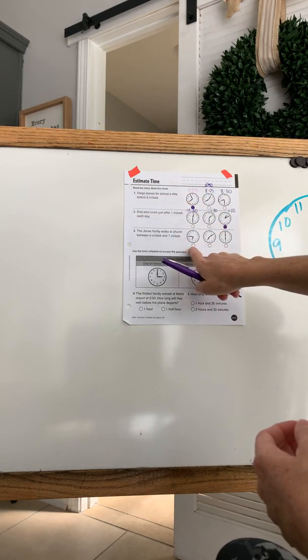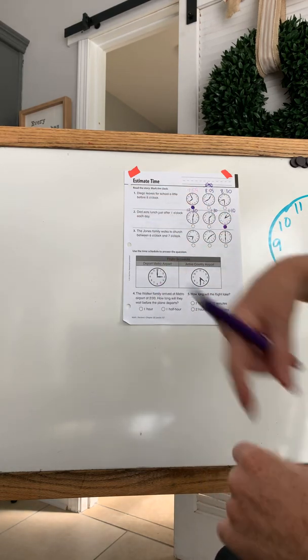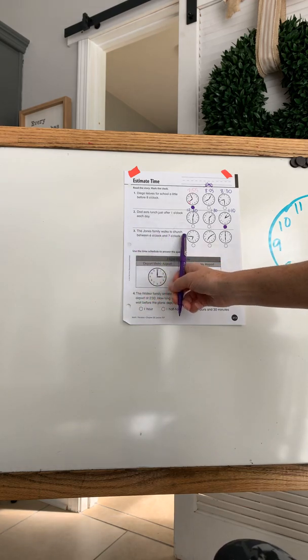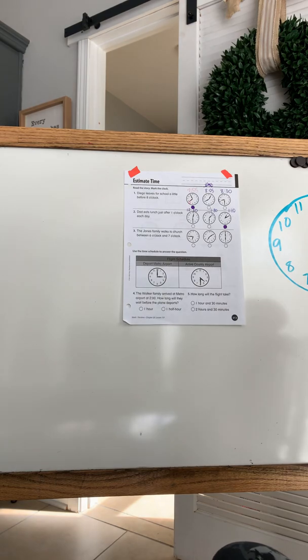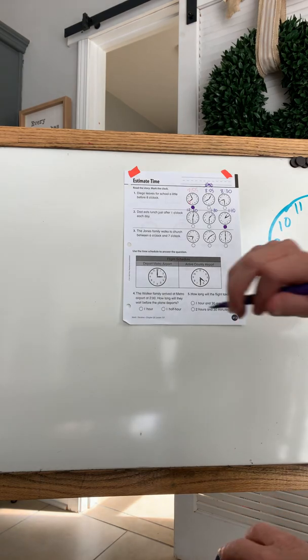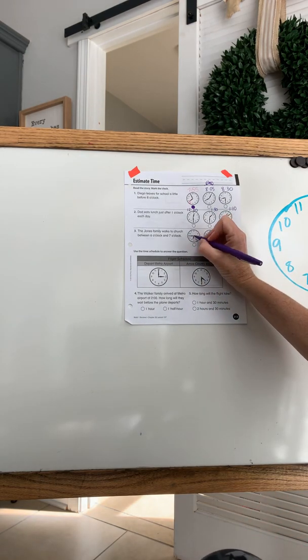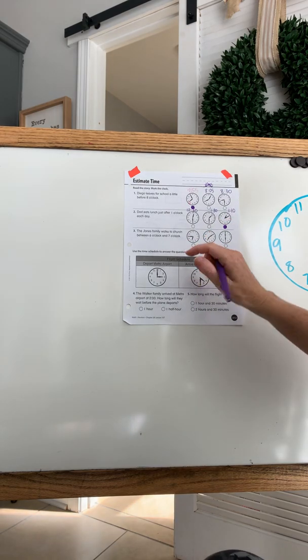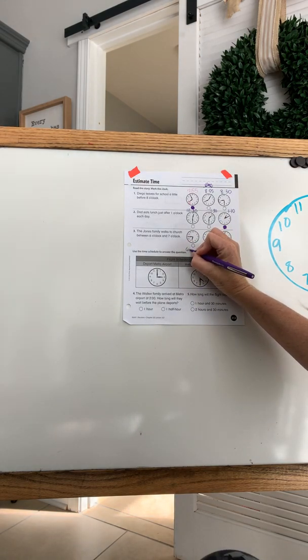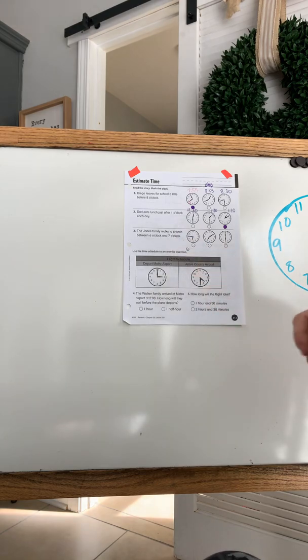I'm going to write the time below it here because I have a little bit more space. The Jones family walks to church between 6 o'clock and 7 o'clock. So I'm going to look for times that are between that. Okay, so let's look at this first clock. We're going to find our hour hand. It's between the 6 and 7, so I'm going to go back to 6. And it's on the 9, okay?